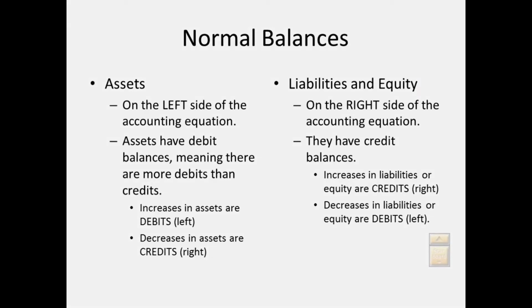Assets have debit balances because of where they're located in the accounting equation: assets equal liabilities plus stockholders' equity. Assets, this is the left-hand side. So increases to the left-hand side are debits, right? Debit means left. So more stuff on the left.